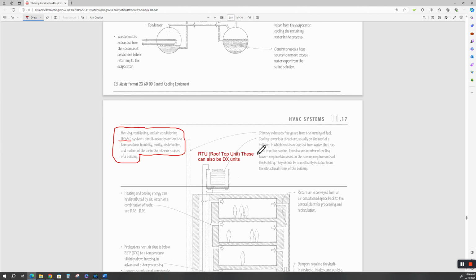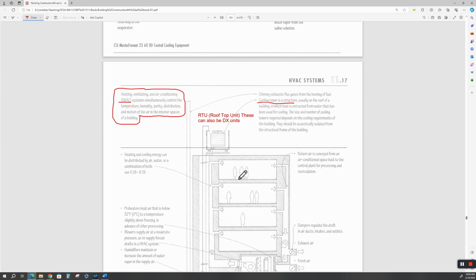All right, now he shows a cooling tower. A cooling tower is just that. This would be with a chill water system. The cooling tower has a fan up here and water cascades down here in a closed system to exchange the heat that was pulled out of the building itself. Heating and cooling energy can be distributed by air, water, or a combination of both. We have a chill water system at the Cypress Center.